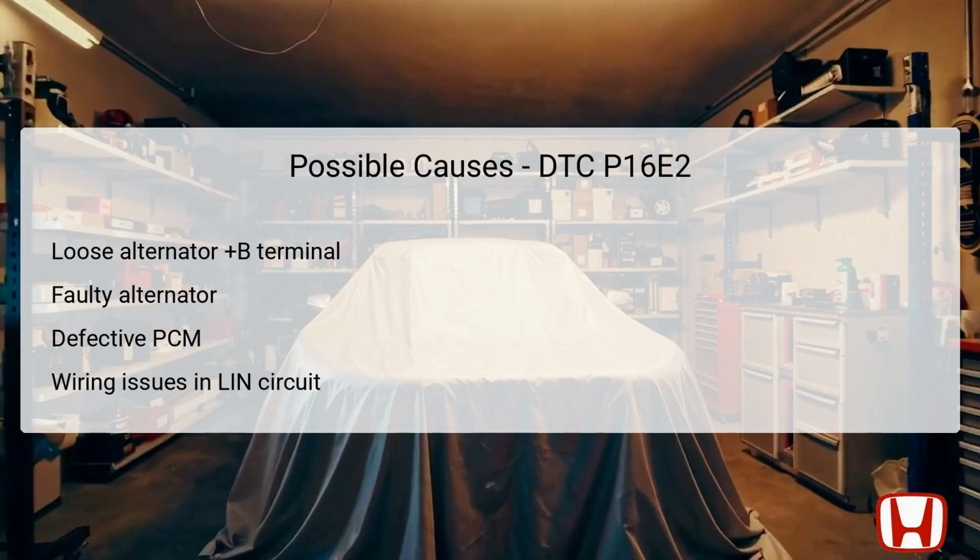Another concern could be a defective PCM, which would not process the received signals correctly. Lastly, wiring issues such as open or shorted circuits within the LIN communication line can inhibit the signals from reaching the PCM, causing it to store the DTC. Overall, a thorough examination of these components is essential to pinpoint the exact cause of the error.